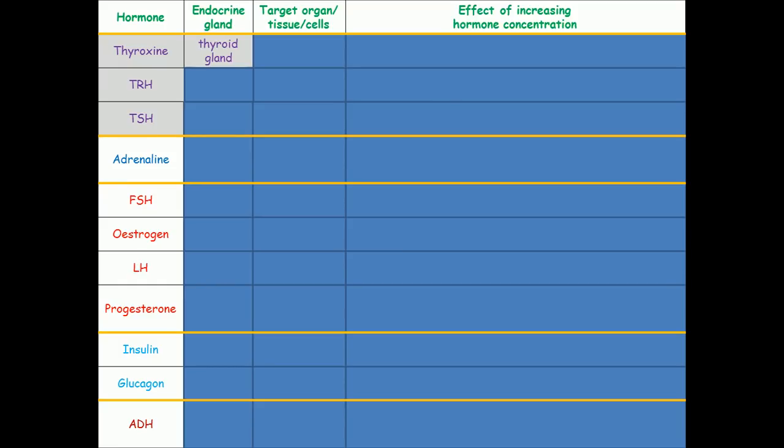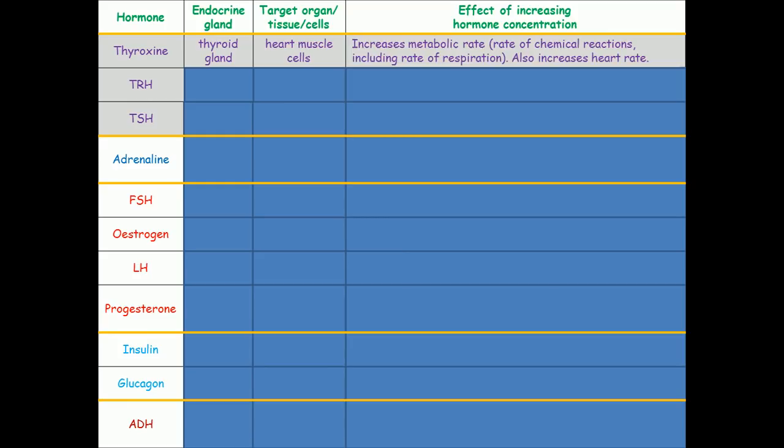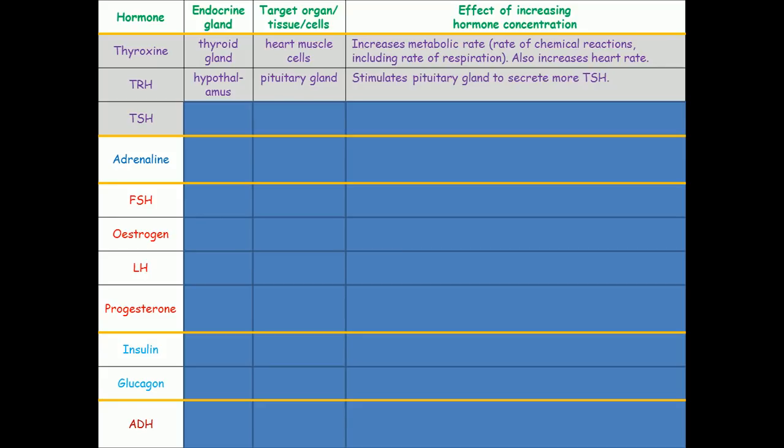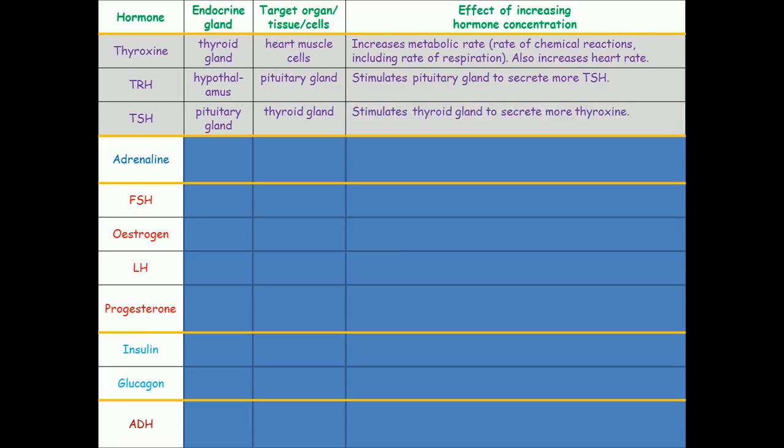So we've got thyroxine, which is produced by the thyroid gland. The target organ are the heart muscle cells, and it increases metabolic rate, which includes the rate of respiration, and it also increases heart rate. TRH is produced by the hypothalamus. The target organ is the pituitary gland, and it stimulates the pituitary gland to secrete more TSH. TSH is secreted by the pituitary gland. The target organ is the thyroid gland, and it stimulates the thyroid gland to secrete more thyroxine.